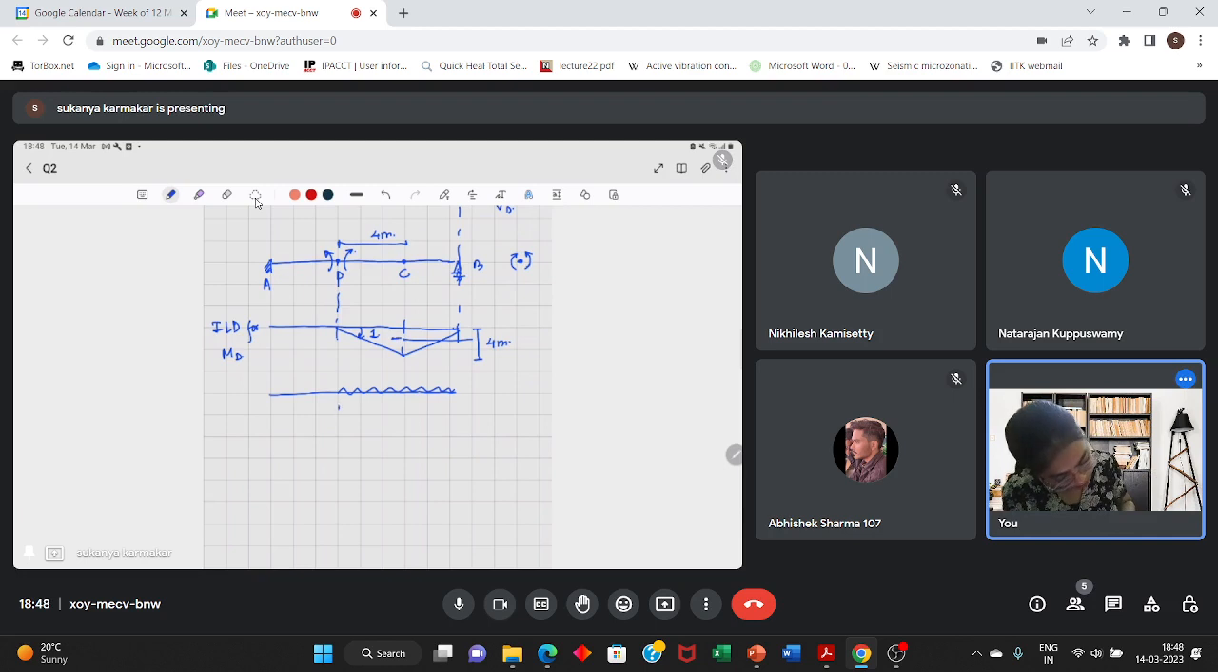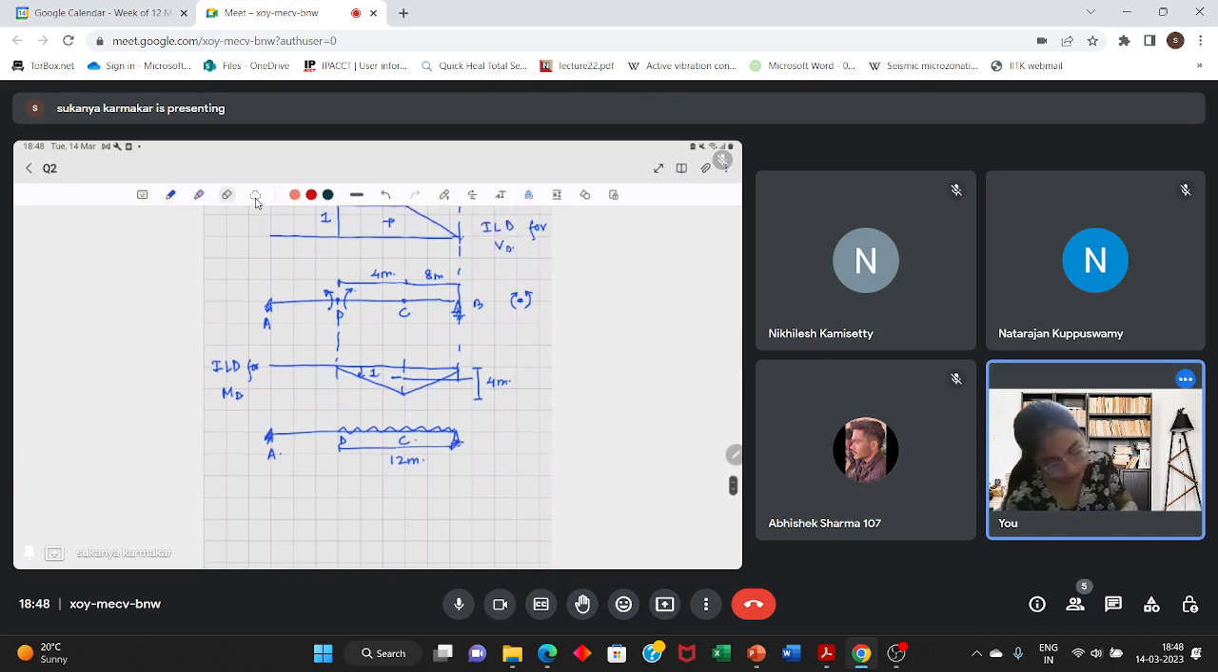Because in the portion AD, ILD does not exist. So even if the load lies in that portion, it will not contribute. So this is 12 meter. This is the load. This is the beam A, D, C, B. This is the load position.